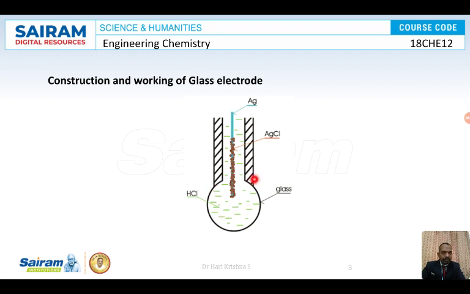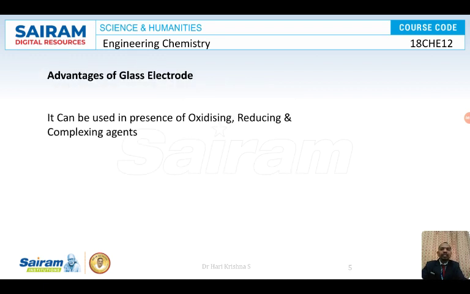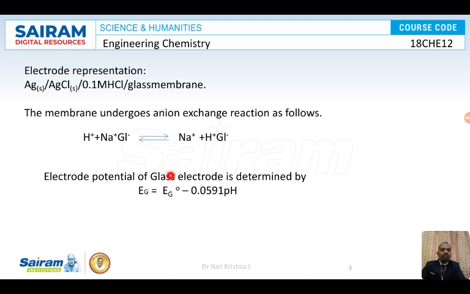So what is asymmetric potential? Even when the concentration of H plus ions inside the bulb and outside the bulb are equal, we observe some potential across the boundary, and that potential is called the asymmetric potential. So that is also considered over here. Eg naught is the sum of the silver electrode potential, the internal reference potential, the asymmetric potential, and the constant K. So this Eg naught is constant.